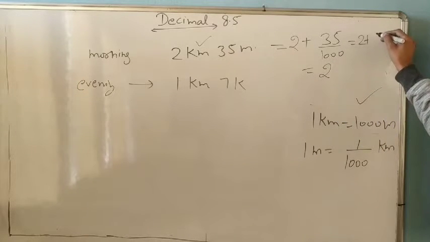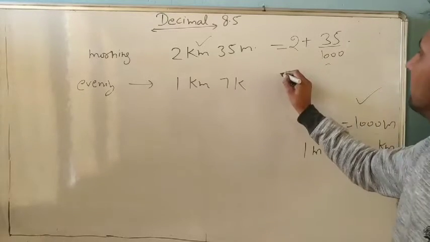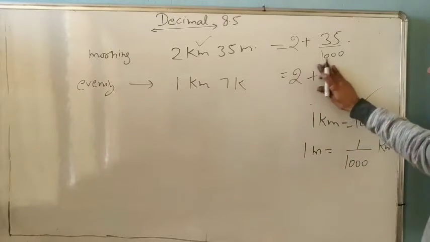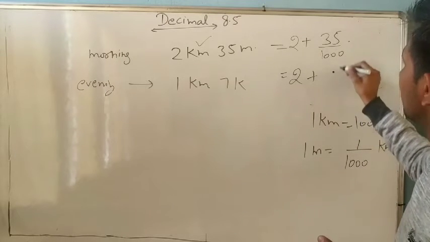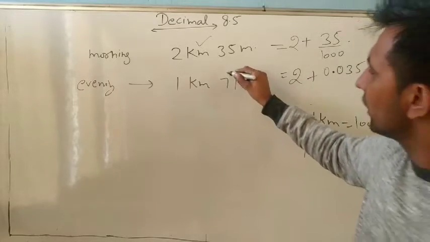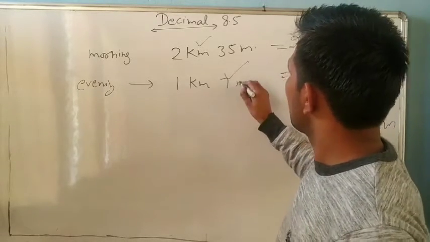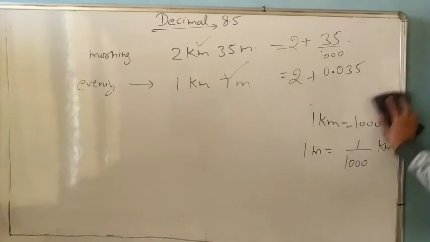So 2 plus, how many zeros in the denominator? 3. So after the decimal, 3 digits. 0, 3, 5. So you can add, and same as before, you will convert this one and we will add both of them. So do it yourself, this question is very easy, okay?